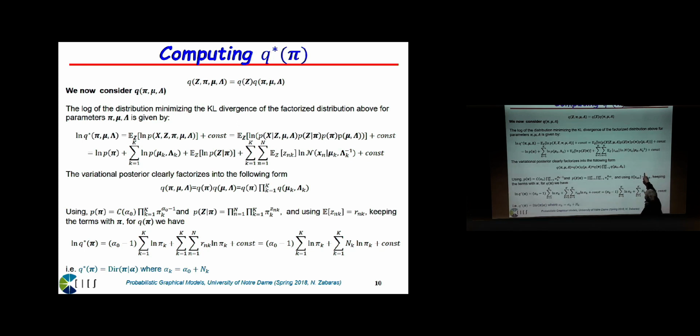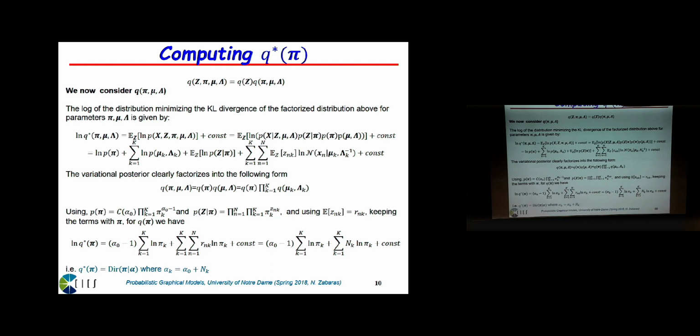So you can see from the equation there that the variational posterior for pi, mu, and lambda certainly factorizes over k, because you can see the two summations over k, and we have the log. So when you get rid of the log, you get the factorization over k. That's very nice.